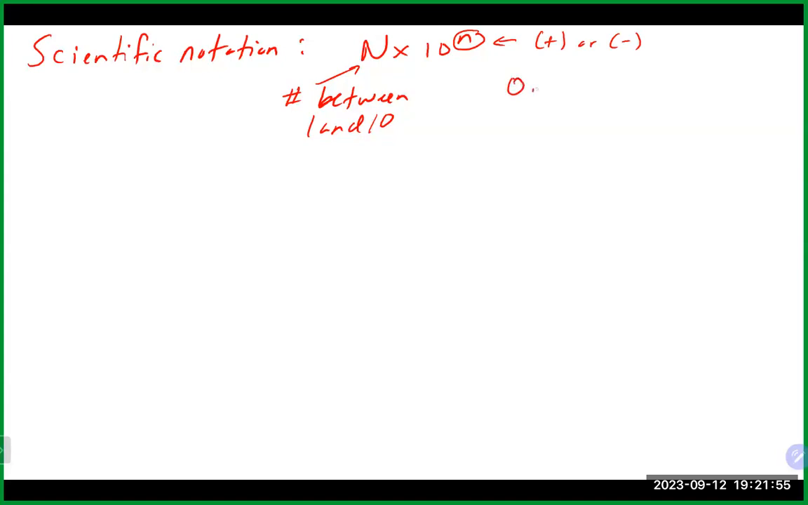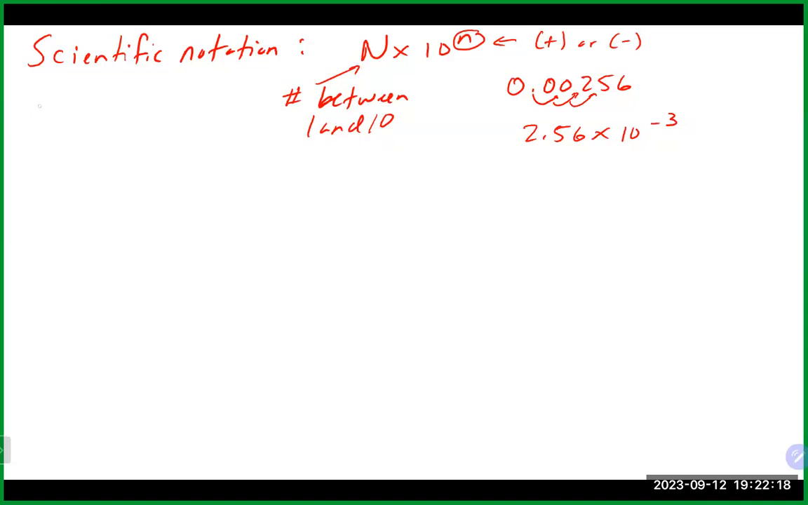So if I have something like 0.00256 and I want to turn that into scientific notation, I need to go 1 place to the right, 2 places, and 3 places, which will give me a number of 2.56 times 10 to the minus 3. In this case, I move the decimal place to the right, and I have a negative exponent.